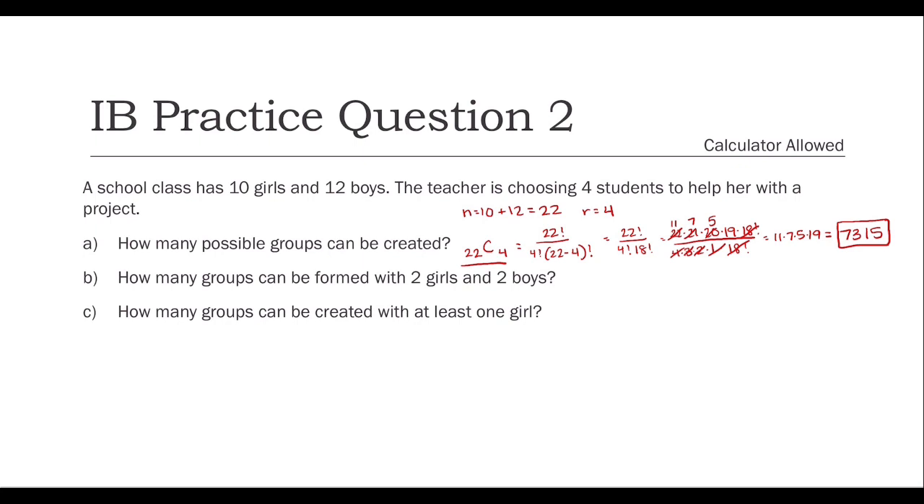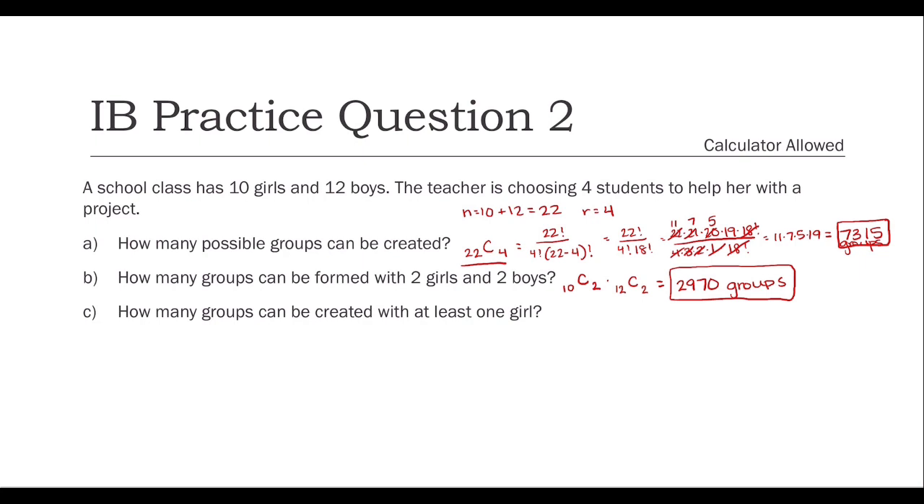So next we have how many groups can be formed with 2 girls and 2 boys. So to choose 2 girls, you have 10 total and we're choosing 2. And if we want 2 boys, we're going to also multiply that by our 12 total boys where we choose 2. We'll just go ahead and enter that into the calculator. So we'll find that the answer for this one should be 2,970 groups. So that's how many groups can be formed with 2 girls and 2 boys. And this first one was also groups.